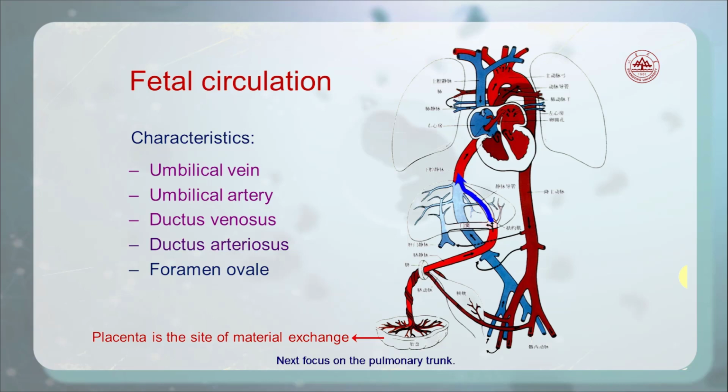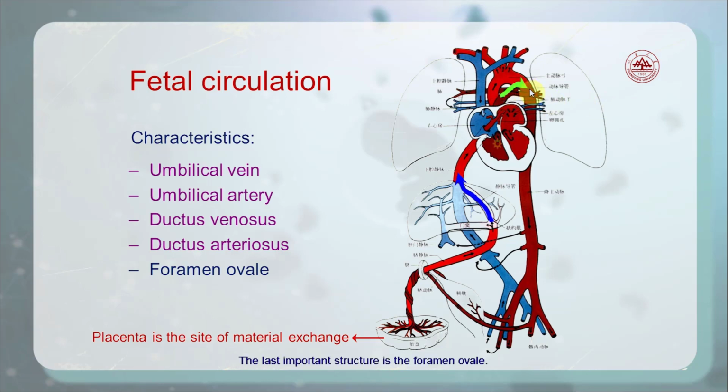Next, focus on the pulmonary trunk. About 10% of the blood in the pulmonary trunk goes to the developing lungs, and most of the blood passes through the ductus arteriosus into the descending aorta. In the fetus, pulmonary circulation is not established. The ductus arteriosus protects the lungs from the circulation overloading. The ductus arteriosus lies between the pulmonary artery and the descending aorta.